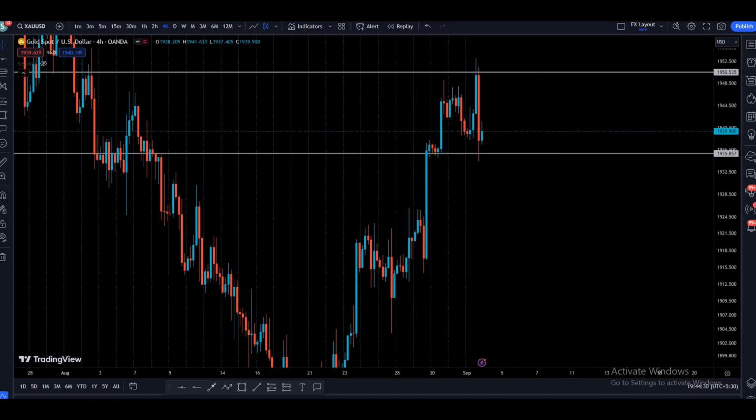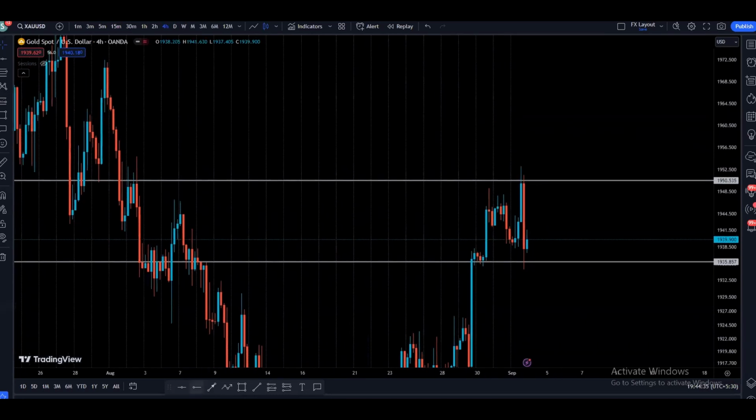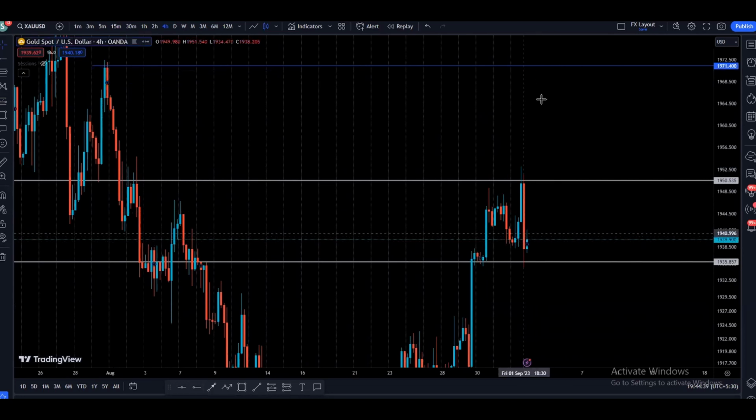And at the same time, as we know, we have this resistance created by the price here, and we have the next resistance right into these areas. So if we have a 4 hour candle somehow close above this resistance, so we know that this is a resistance.